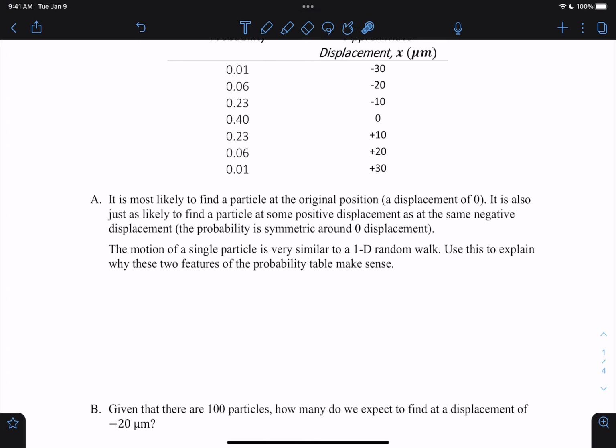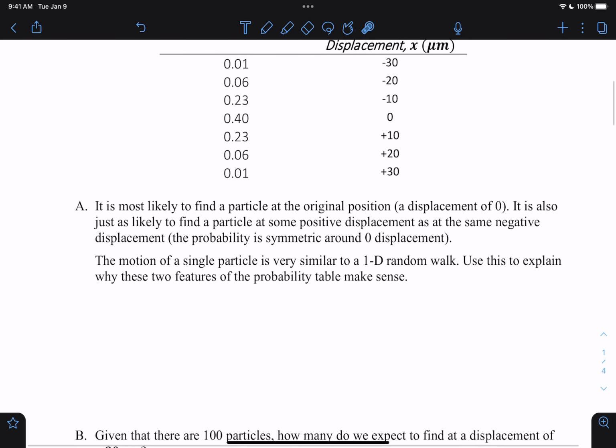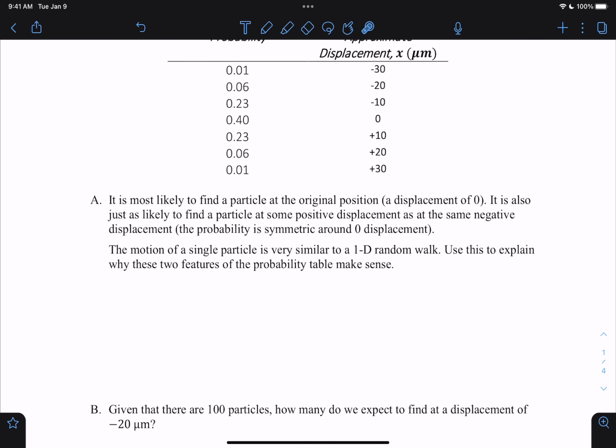So they're asking you to basically explain why it makes sense for there to be a displacement of 0, and that there's a symmetric kind of distribution there. So why is that? What about a simple random walk helps you determine those two conditions, that there's an average displacement of 0 and a symmetric distribution? Anyone want to give it a shot?